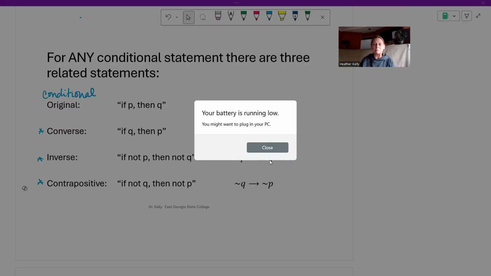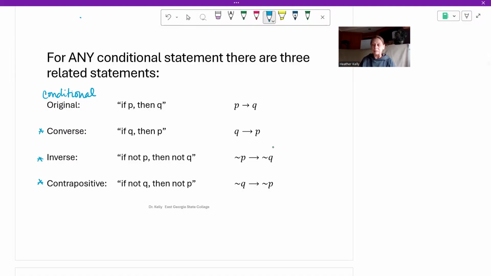Hold on a minute. Let me plug in my computer. I thought I did. Hold on just a second.